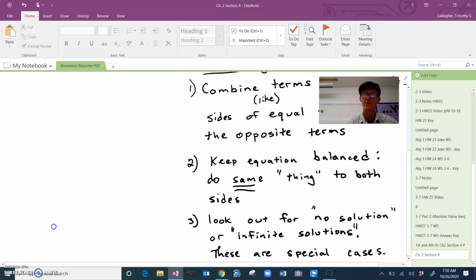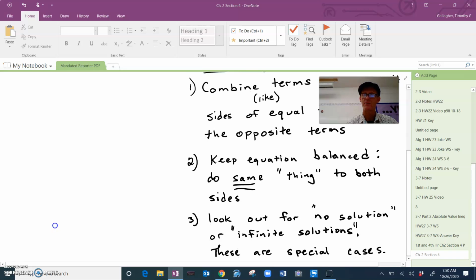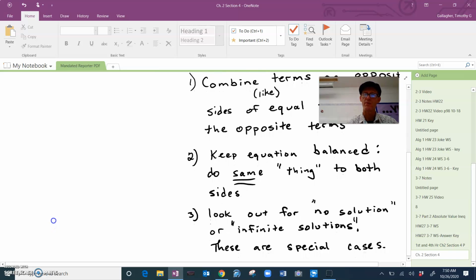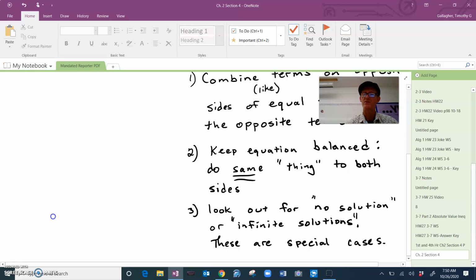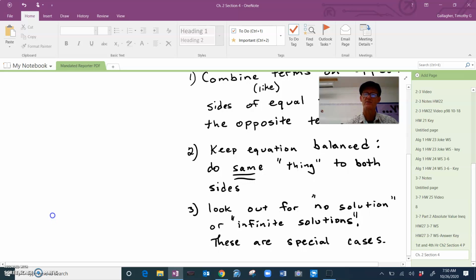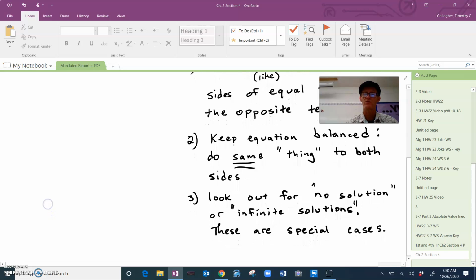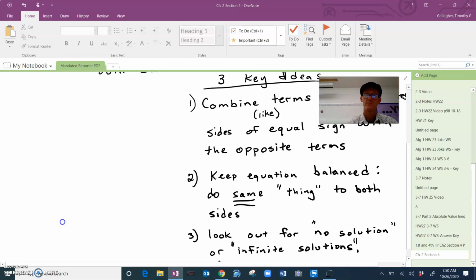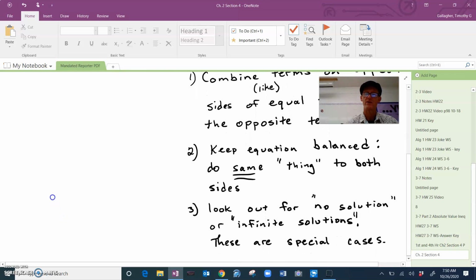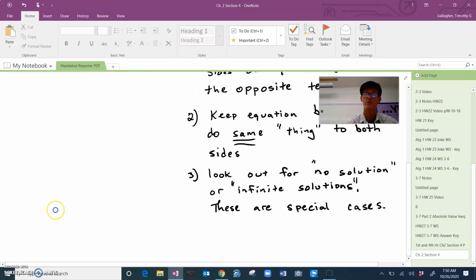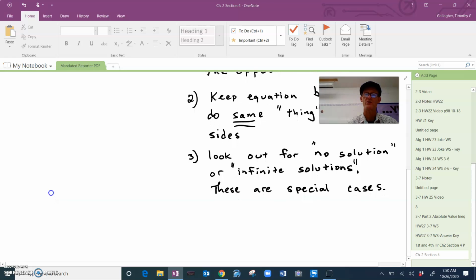So combine terms on opposite sides with their opposite terms. Keep the equation balanced, which means do the same thing to both sides of the equal sign. And three, look out for no solution or infinite solutions. These are special cases when you solve equations. Those are the three key ideas we have to keep in mind when solving equations with variables on both sides. So let's go ahead and do example 1.